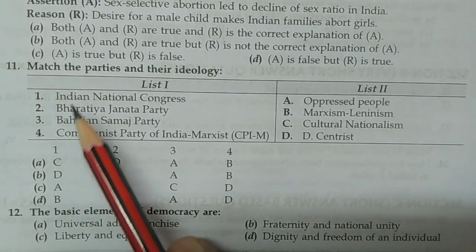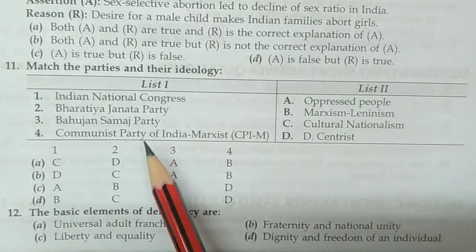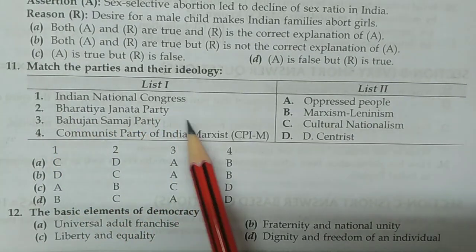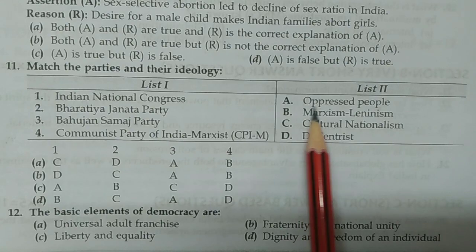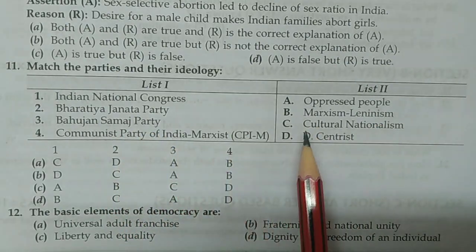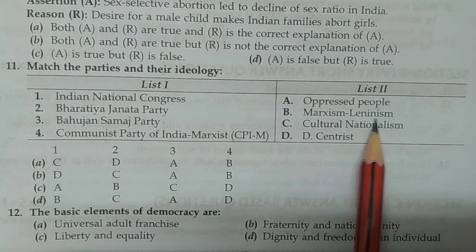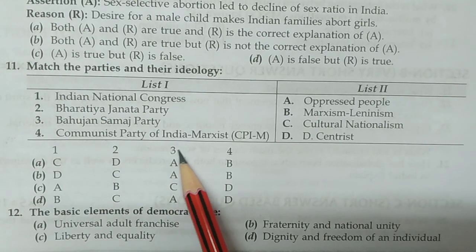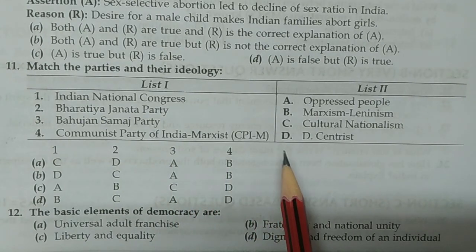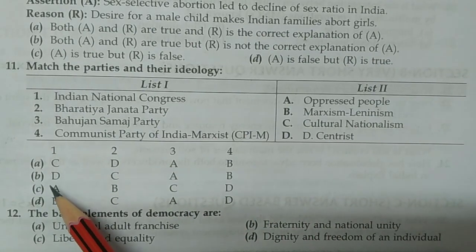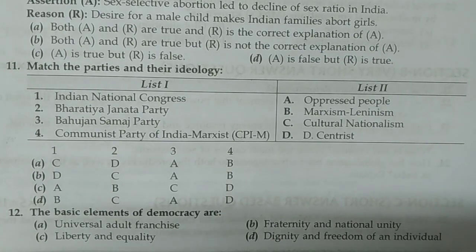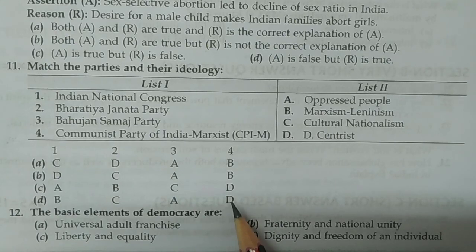Question number 11: match the parties and their ideology. List 1 is given here and list 2 is given. In list 1 it's given Indian National Congress, oppressed people, and Bharatiya Janata Party, Marxism-Leninism, and Bahujan Samaj Party, cultural nationalism, and Communist Party of India, Marxist, CPIM, centrist. You have to find the correct answer from these 4 options given here and evaluate yourself on how you are answering.